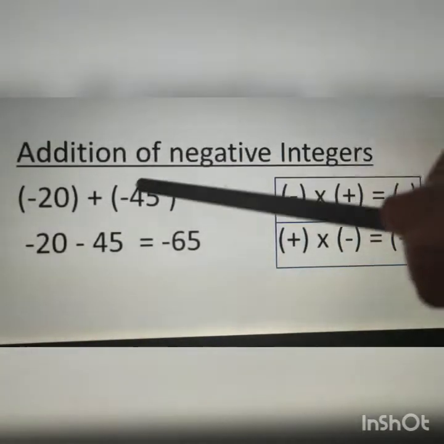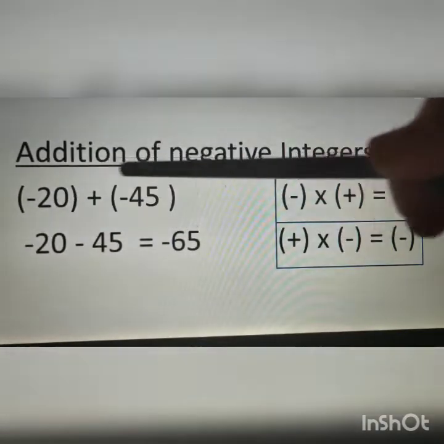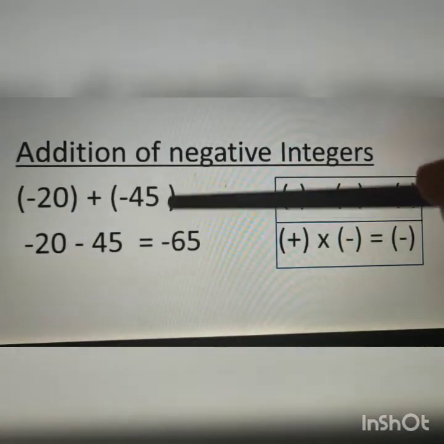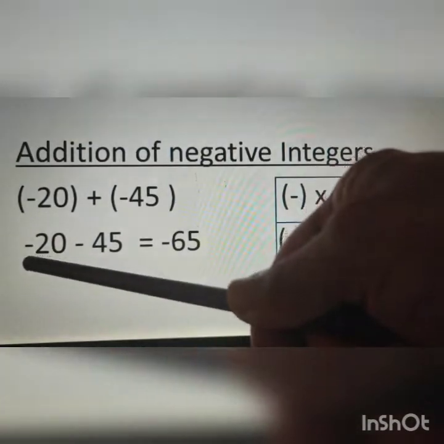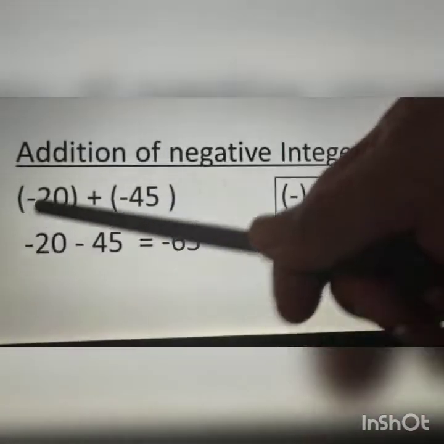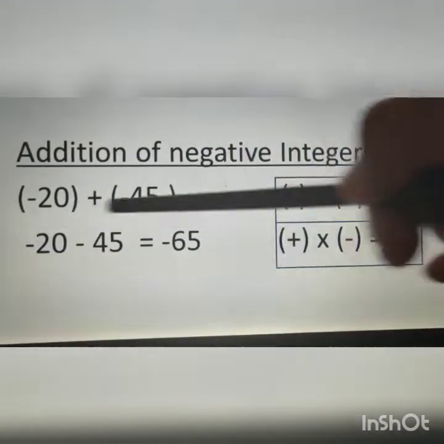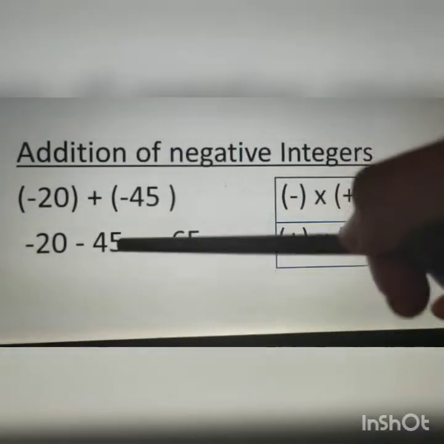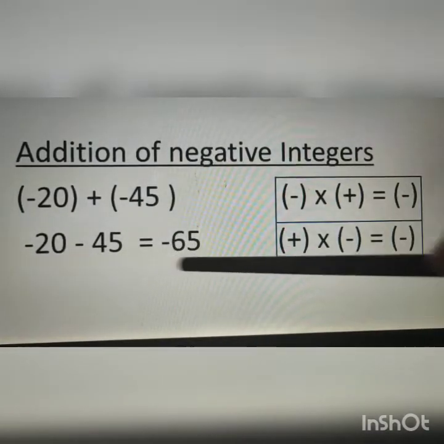More examples. Minus 20 plus minus 45. Here minus 20 and minus 45 are negative integers. And we know plus into minus, minus will come, so minus 20, minus 45. Both have the same sign, so we take the sum and put the negative sign. We know 20 plus 45 is 65, and put the negative sign in the answer.